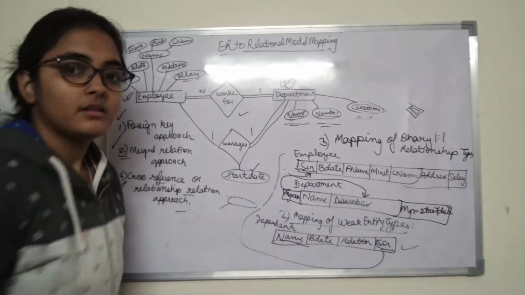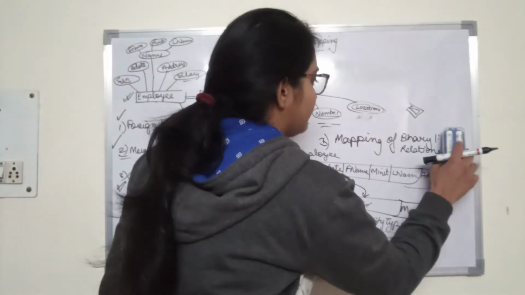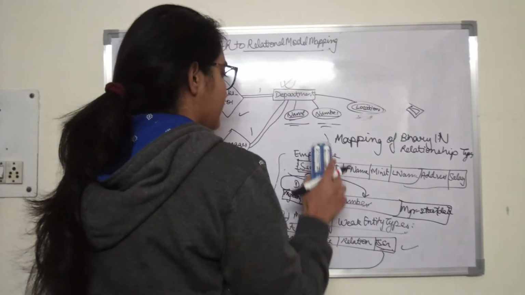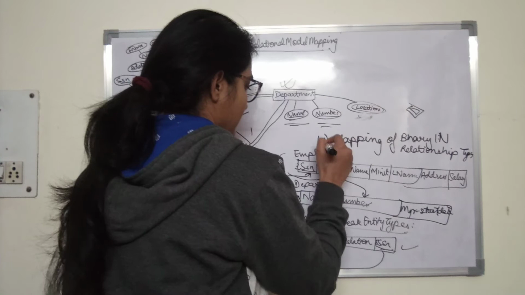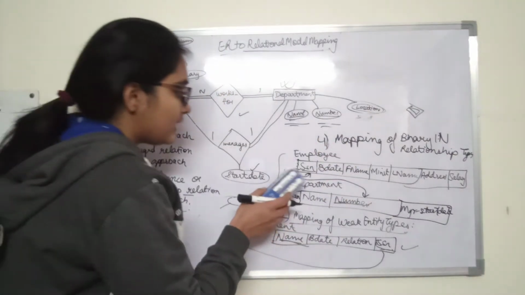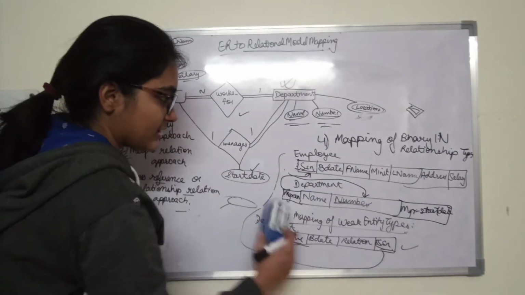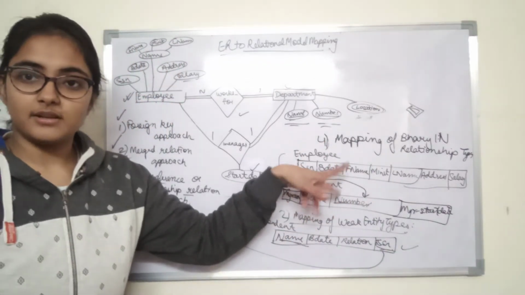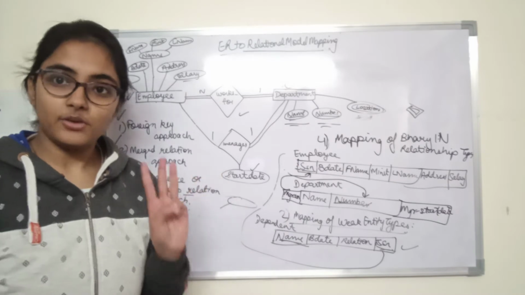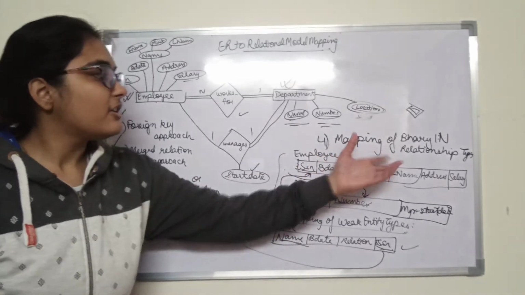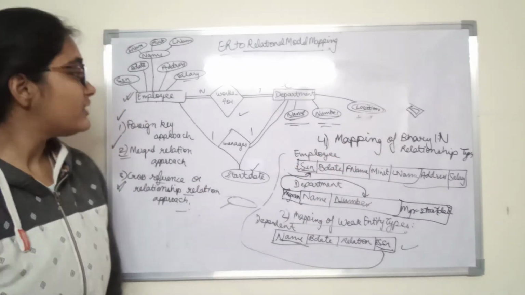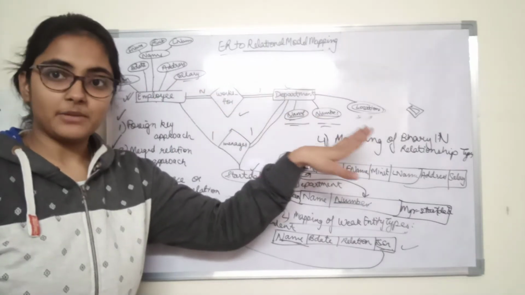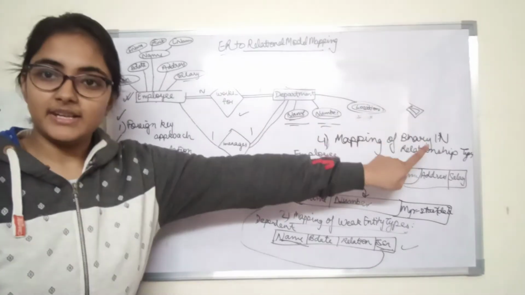This is step number 4. As a result of the 3 steps of mapping that we did, these are the two relations. So, mapping of binary 1:N relationship types. Which relationship type is N:1? This one: an employee works for a department. So this is an N:1 relationship type.